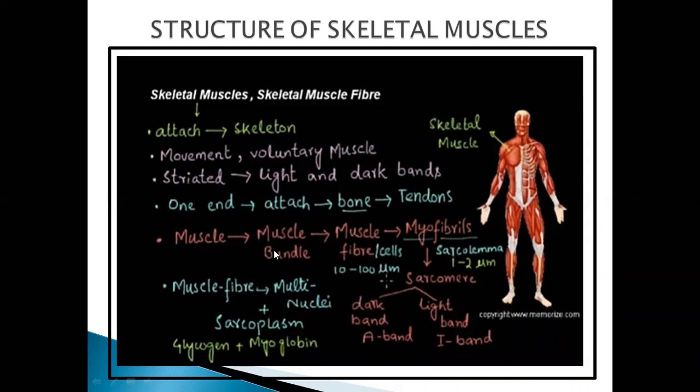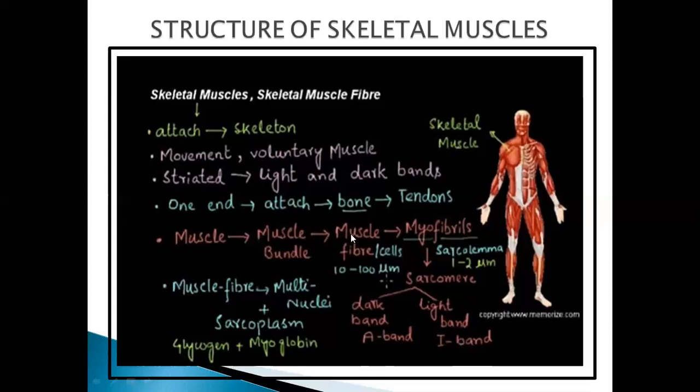Muscles are made up of muscle bundles, bundles are composed of muscle fiber cells, and muscle fibers are composed of myofibrils. If you see the structure of myofibrils, the internal structure is the sarcomere, and it is divided into dark bands and light bands. As I told you about striation, light bands and dark bands are present in the muscles, right? They are present in the sarcomere, where they are divided into the dark A band and the light I band. The dark striation is the A band, the light striation is the I band.